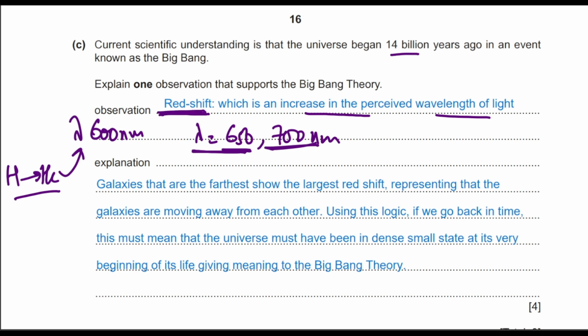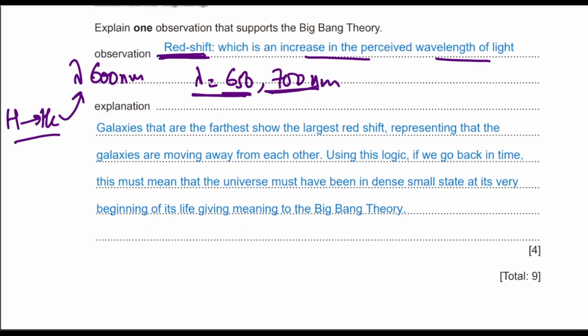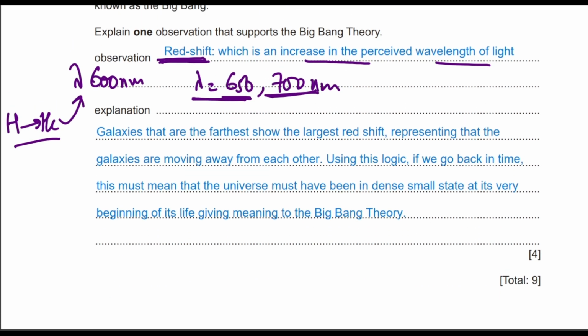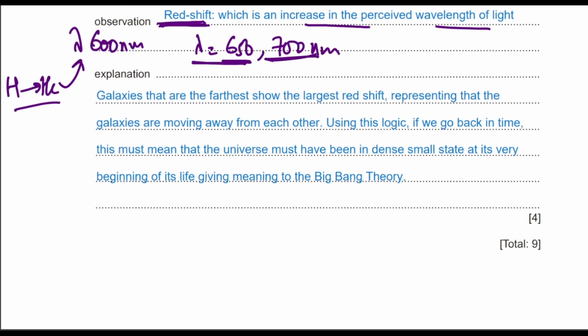This is the phenomenon that is called redshift, coming from the Doppler effect: sources that are moving away from you have their frequency decrease and wavelength increase. You can explore more about the Doppler effect on my separate video on the Big Bang theory and the Big Bang explanation of space physics on my channel. So the answer would be that the galaxies that are further away from us represent a greater change in wavelength. Their redshift is higher, representing that the galaxies are moving away from each other.